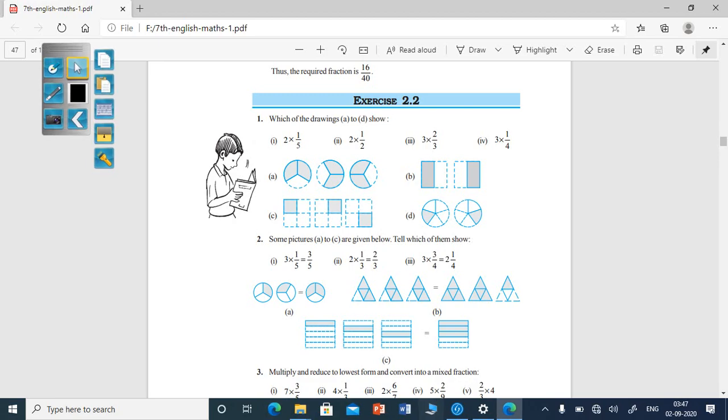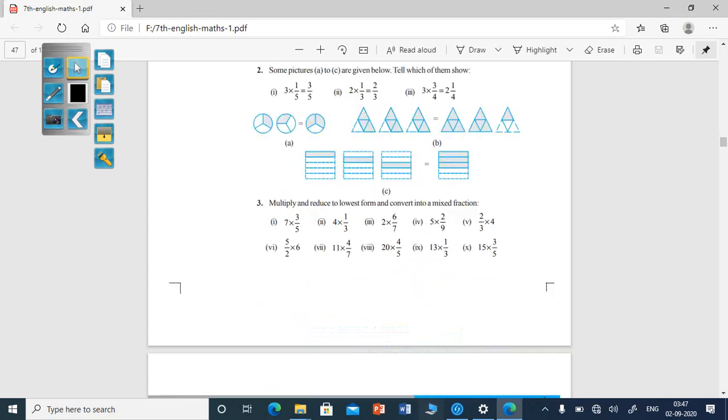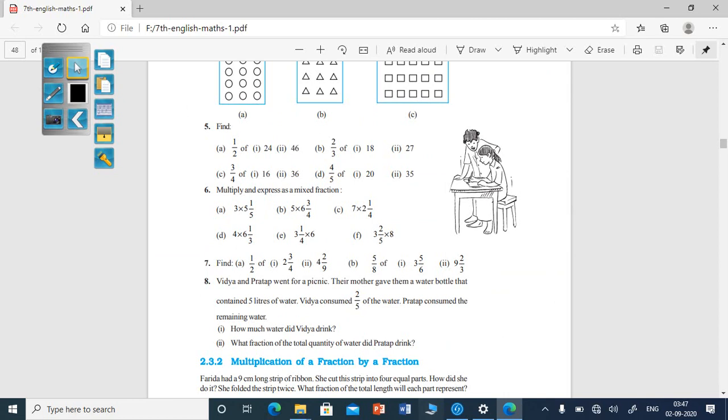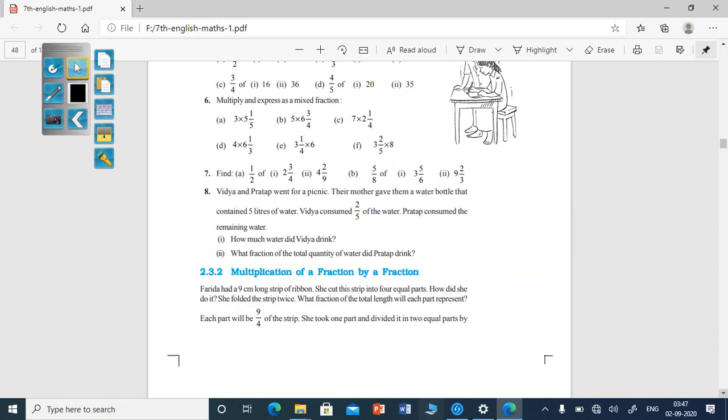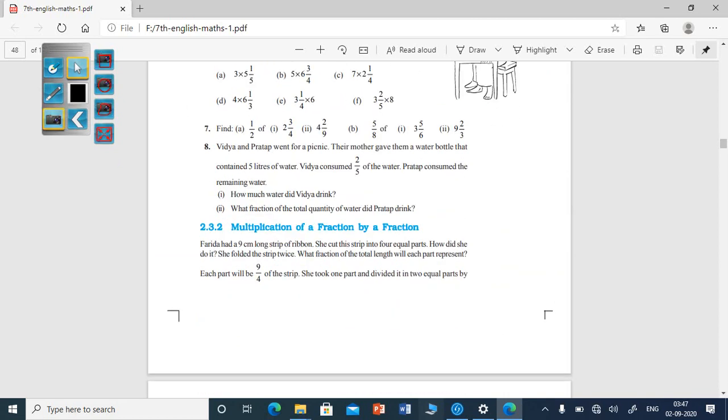Dear students, I think you have solved problems of exercise 2.2. You are feeling difficult to understand statement problems. I'll solve statement problems now. That is 8.1.